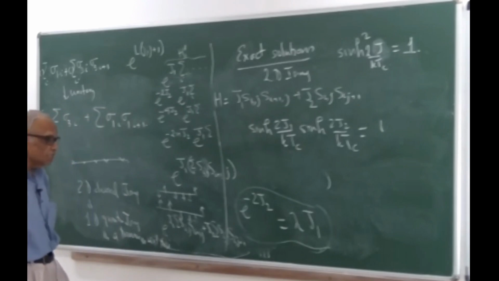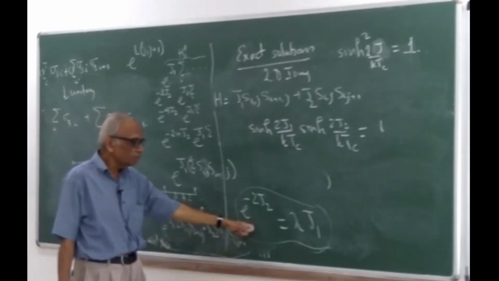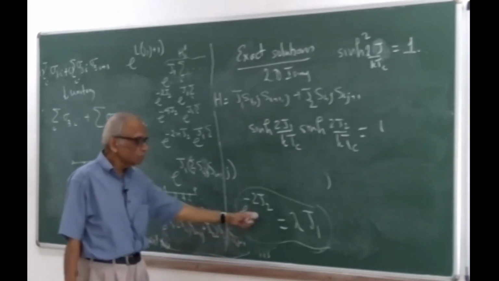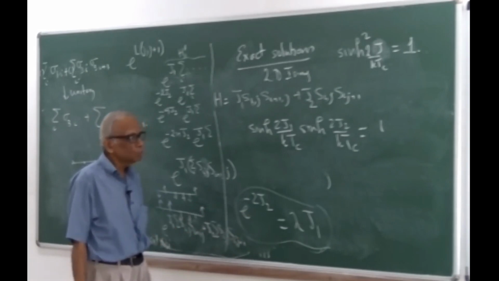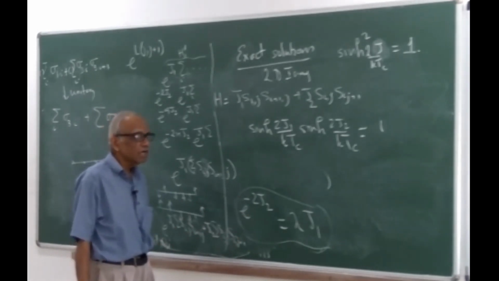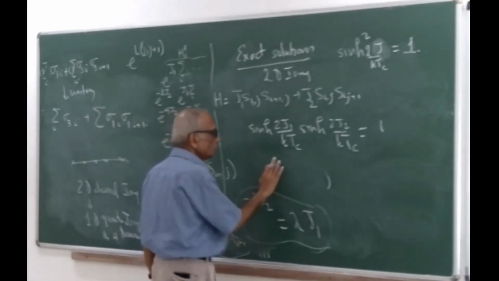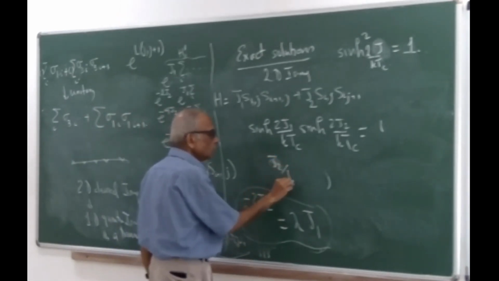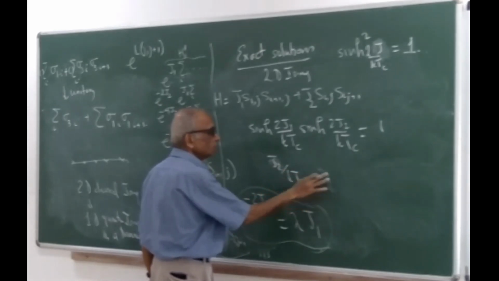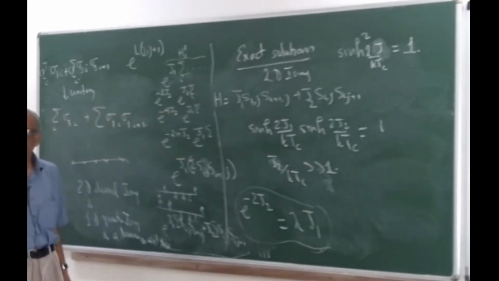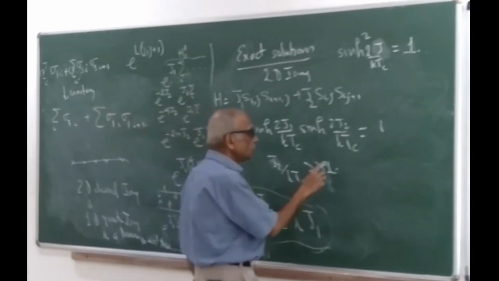I have found a relation which looks like this. So what is this all about? e to the power minus 2J2. So let's look at the limit J2 over KTC much greater than 1. Then sinh is just e.